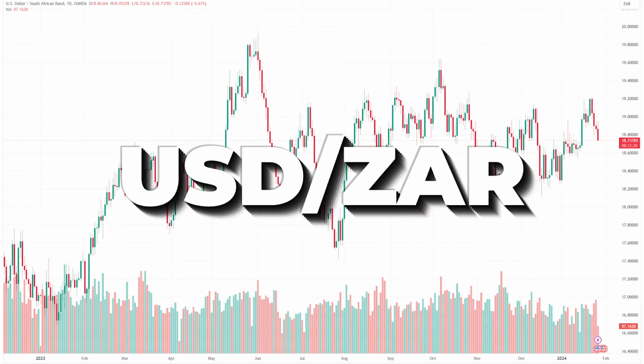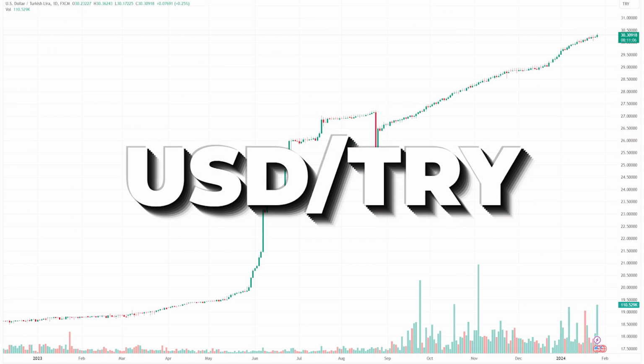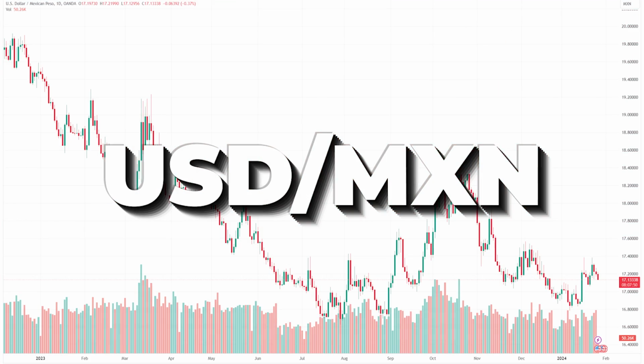But if it's a pair that is not traded by a lot of people, for example, USD ZAR, or USD TRY, Turkish Lira, or USD NOK or USD MXN, trust me, the spreads on all those pairs are always very high. They are exotic pairs, traded by fewer people. The brokers have to make enough money from these people so that they can help them execute their trades.